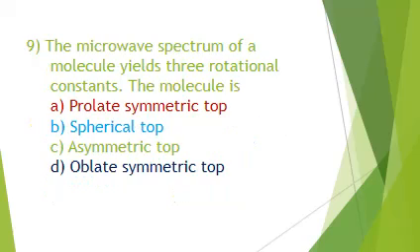The microwave spectrum of a molecule yields 3 rotational constants. The molecule is: A prolate symmetric top, B spherical top, C asymmetric top, and D oblate symmetric top. And here the asymmetric top molecule shows 3 rotational constants. Therefore, the correct answer is C.